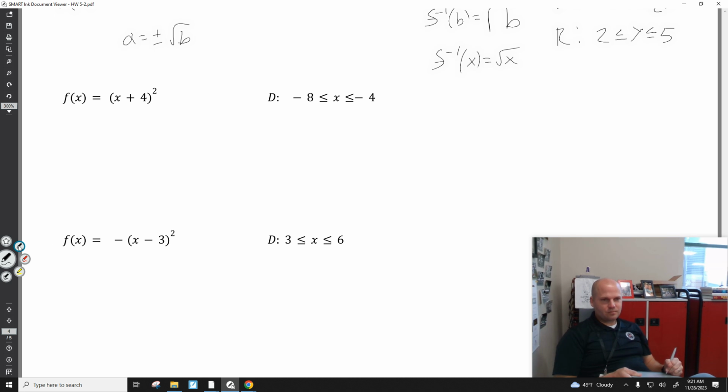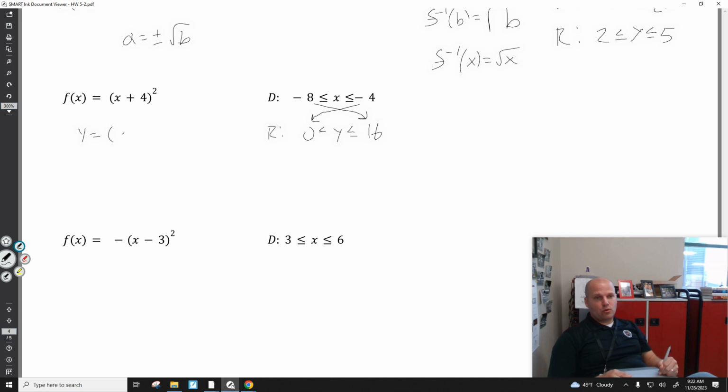Okay. My range. If I plug in negative 8 plus 4 is negative 4 squared is 16. We might have to flip-flop things. Watch this. If I plug in negative 4 plus 4 is 0, 0 squared is 0. So I'm going to go from 0 to 16. But negative 4 got me 0, negative 8 got me 16. That's important to pay attention to because things have lined up so far, but it's not always going to line up.